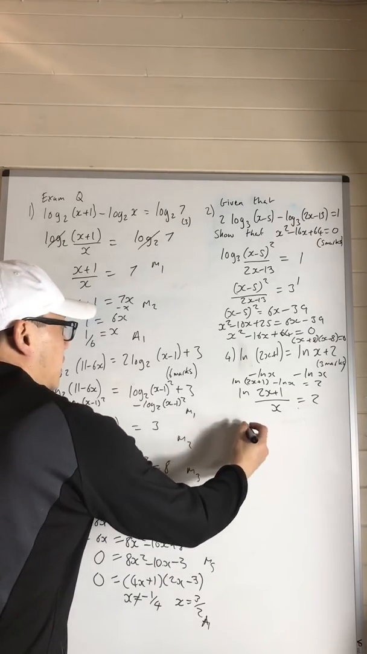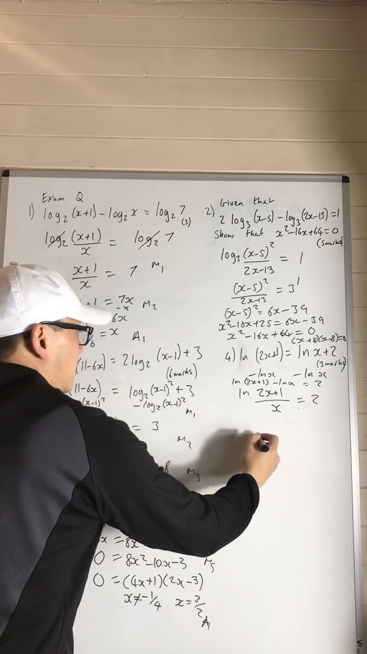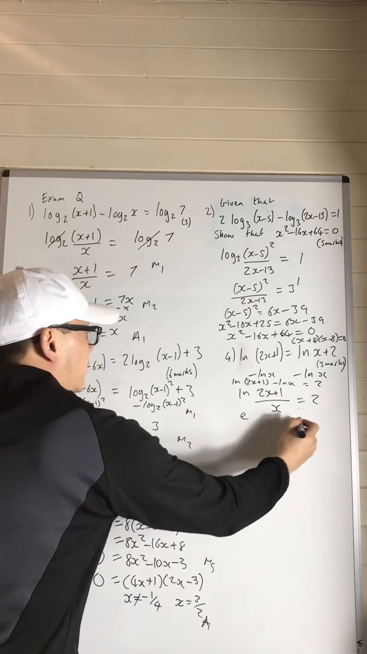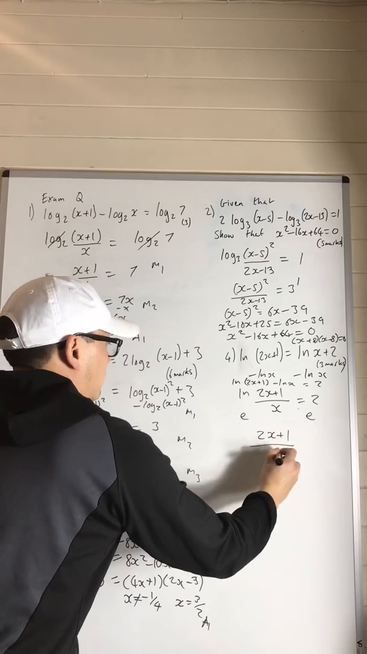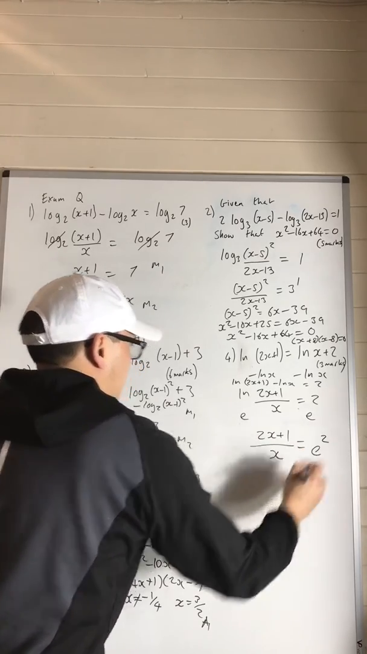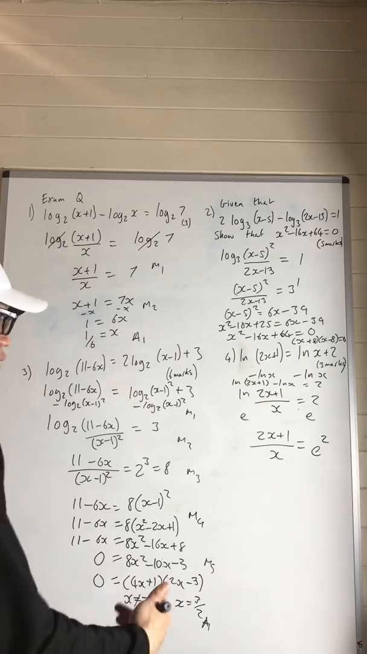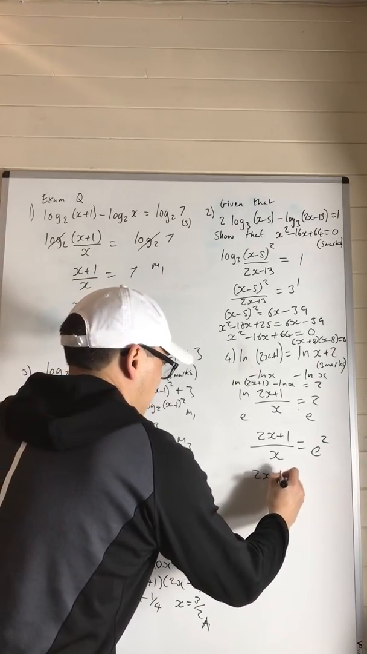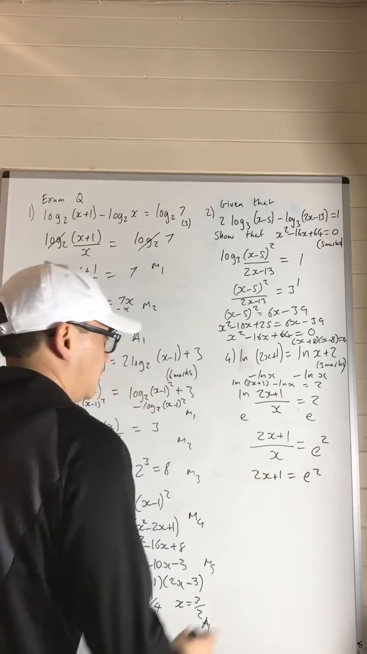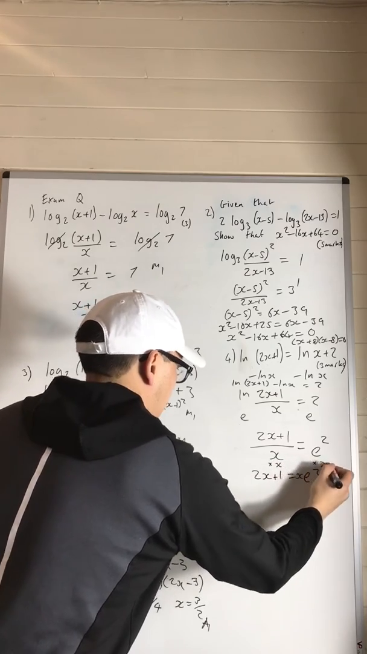So if you use exponential on both sides, that will cancel out. So obviously we're going to either side, so then that means you're going to get (2x plus 1) over x equals e to the power of 2. Multiply out by x, so 2x plus 1 equals e to the 2 times x.